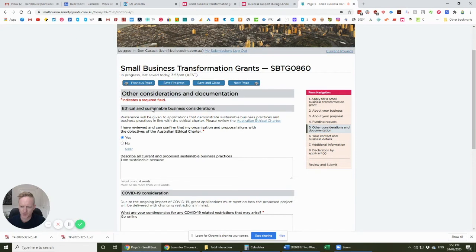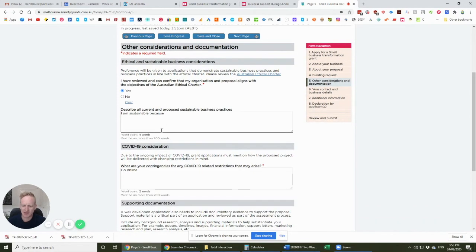Okay, and we move on to what's the section? Section five, other considerations and documentation. Preference will be given to applications that demonstrate sustainable business practices. This is more of a tick box. Fill it out, but it's not the core focus of the application.